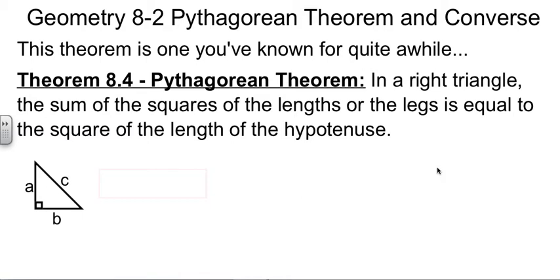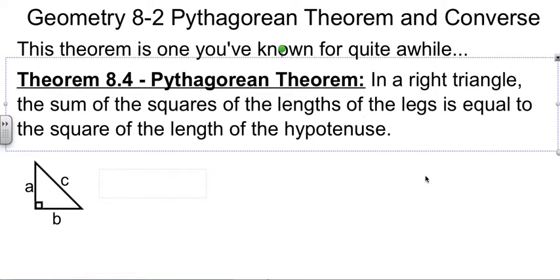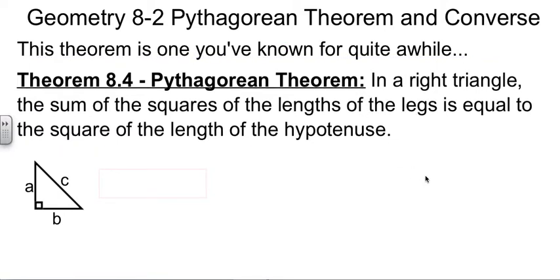Its lengthy, wordy form says that in a right triangle, the sum of the squares of the lengths of the legs is equal to the square of the length of the hypotenuse. That's the wordy way of saying, if we put c in the hypotenuse slot, a squared plus b squared equals c squared. So this is one you've known for quite a while.